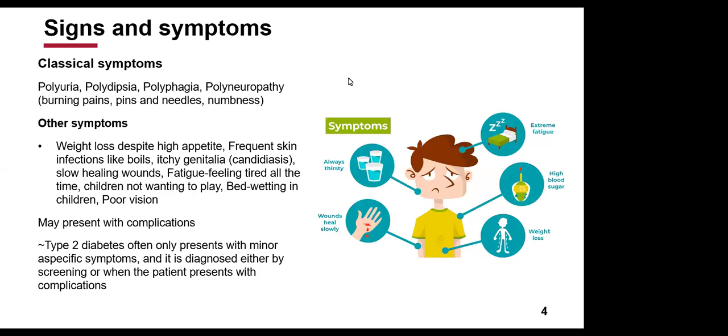It is very important for us to also note that, especially in patients with type 2, they usually tend to present when the disease has advanced, and we tend to see some of the complications. For example, if a patient comes in with diabetic retinopathy, then we can work backwards to the diagnosis of diabetes.